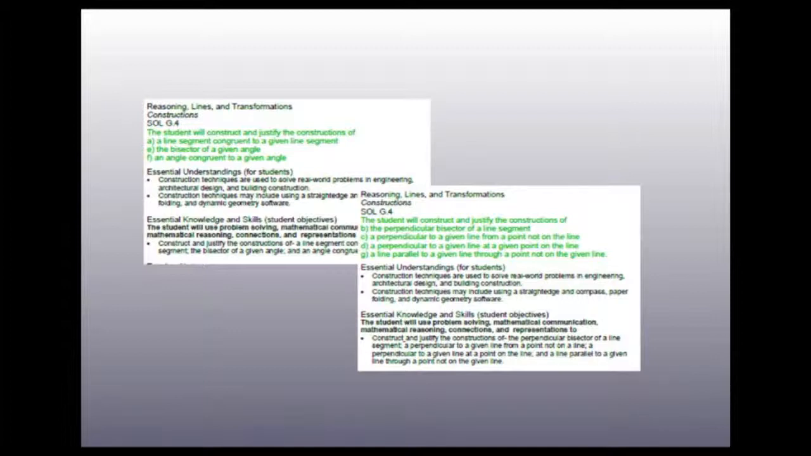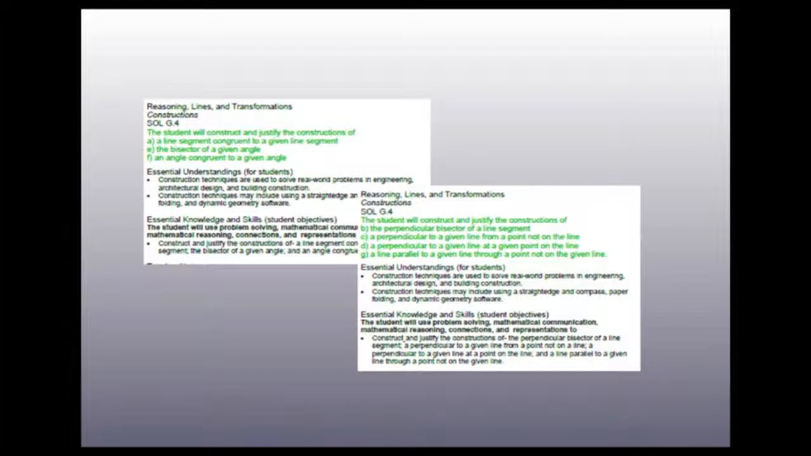constructing the inscribed and circumscribed circles of a triangle, and constructing a tangent line from a point outside a given circle to a circle. These are all present because of Virginia's recent alignment to the Common Core state standards, and are best taught by applying these constructions to real-world situations.